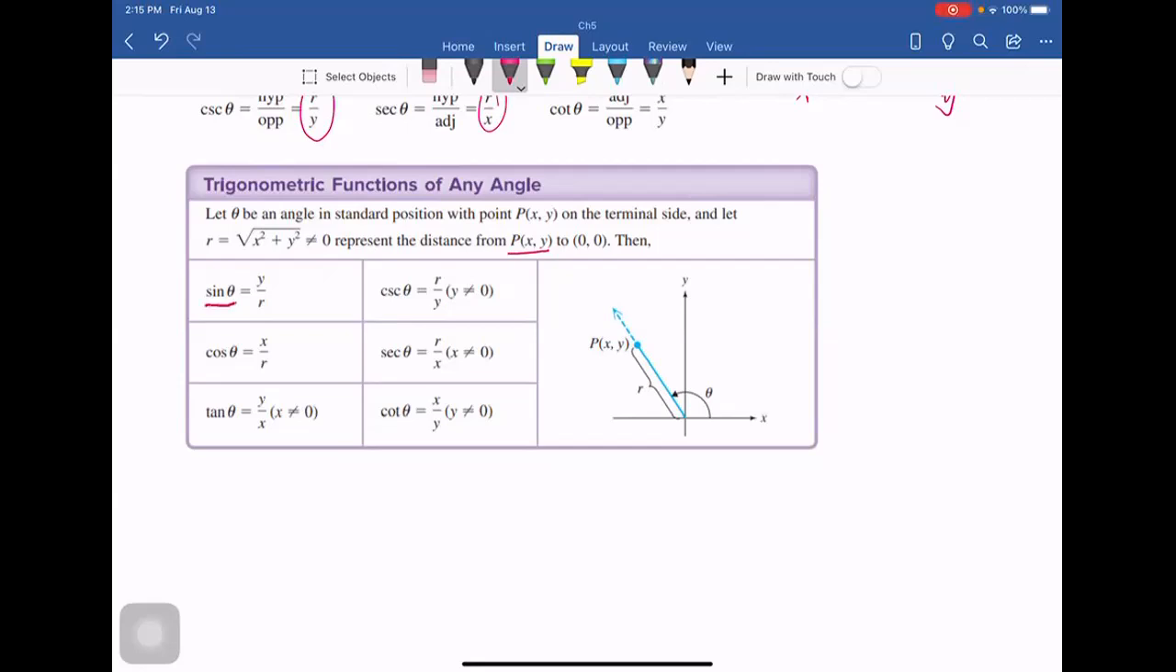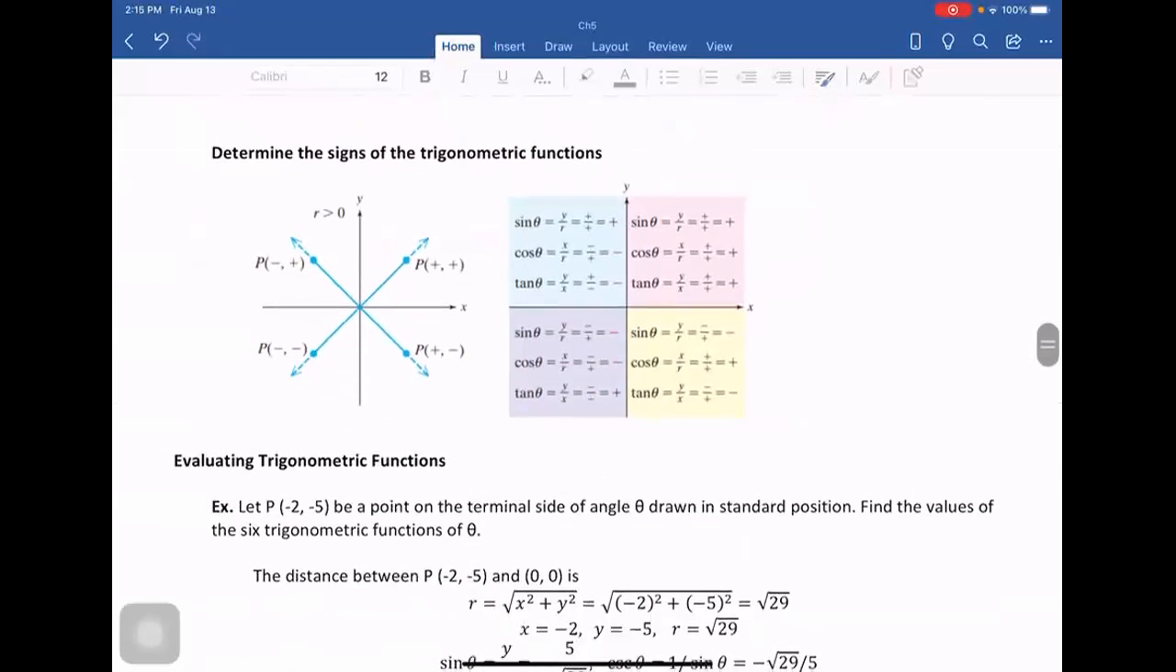So sine theta equals y over r, because we already proved that. You just memorize this table. Wherever the point or the terminal side is located, we can always use these formulas to find the six trig functions. Actually, you only need to memorize 3 and then take the reciprocals to find the other 3. Okay, let's move on to the second part.